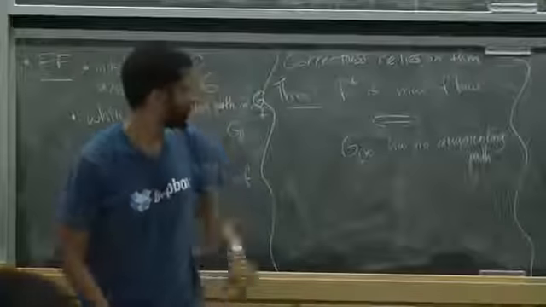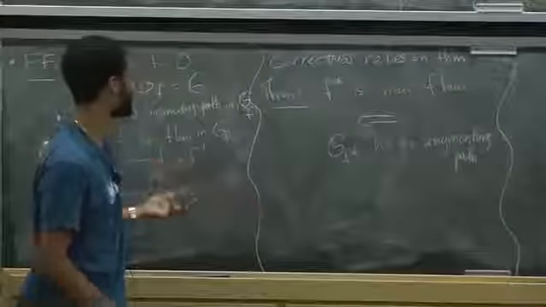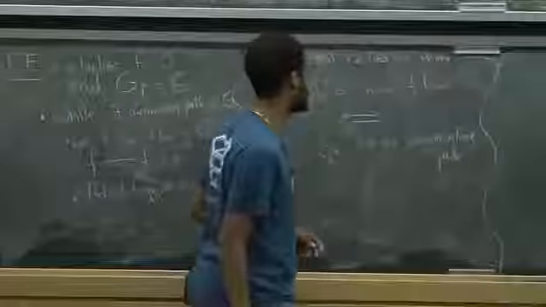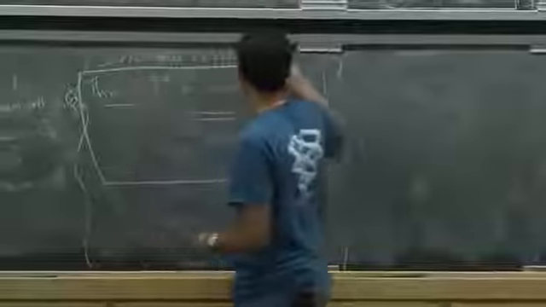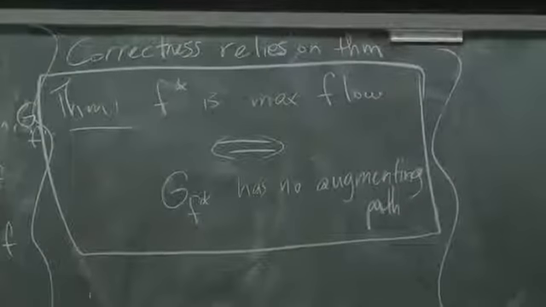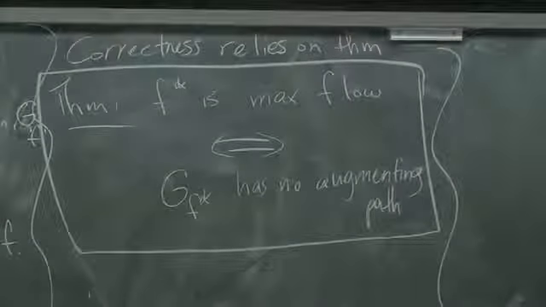Okay, and it's exactly 4 o'clock. So next time we're going to use this theorem to show that there are some faster flow algorithms than Ford-Fulkerson.